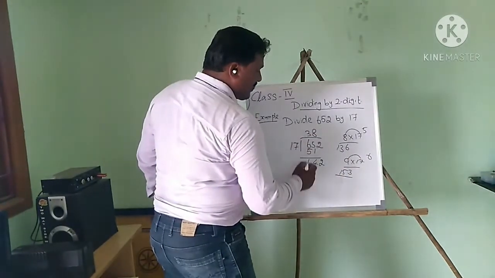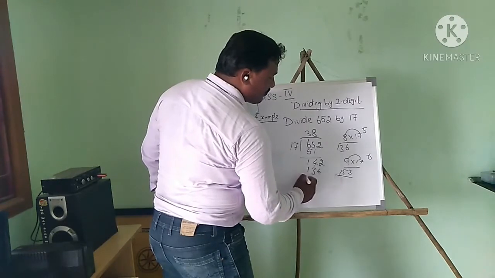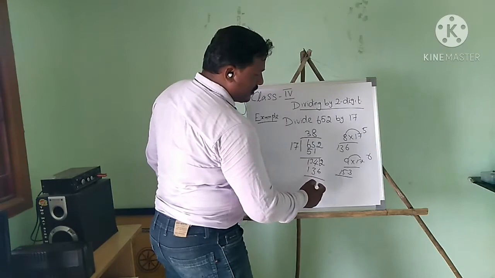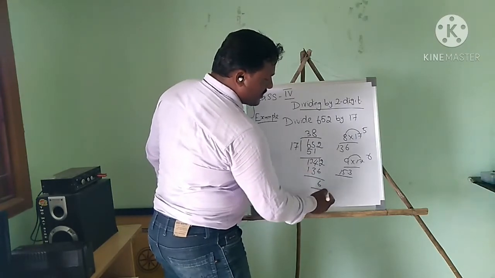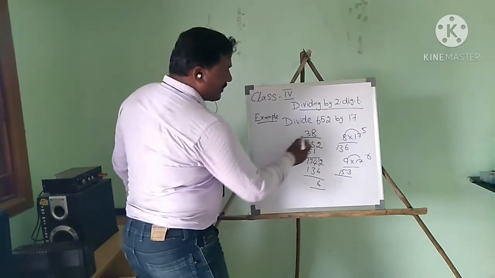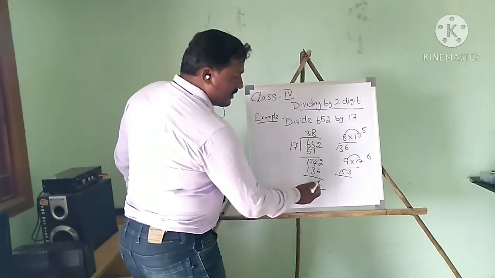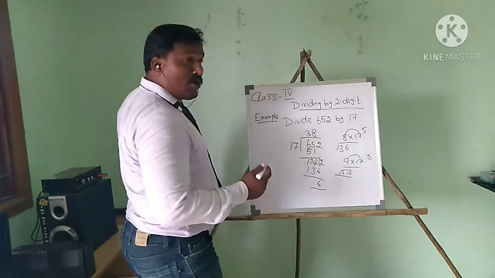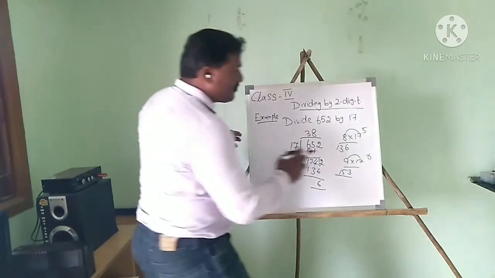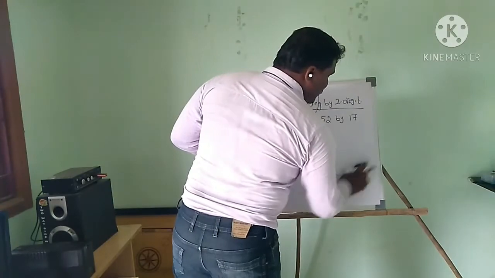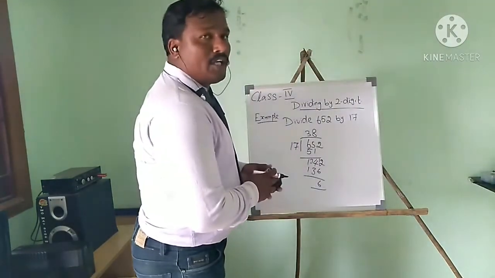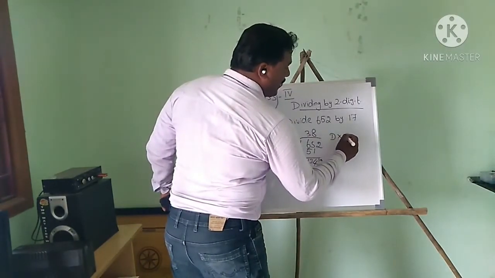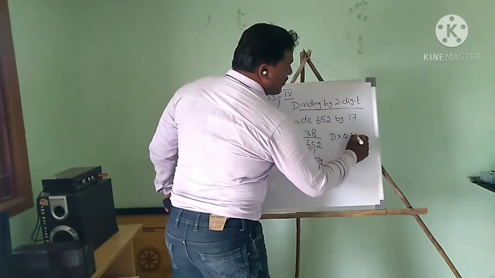So 8 17s are 136. If you subtract, here 6, the remainder is 6. So 38 is the quotient, 6 is the remainder, and we divided 652 by 17. Do you want to check whether your answer is right or wrong? I already told you, in division I have an algorithm. Use that algorithm: divisor multiplied by quotient, plus remainder.